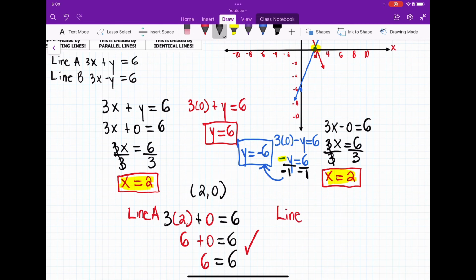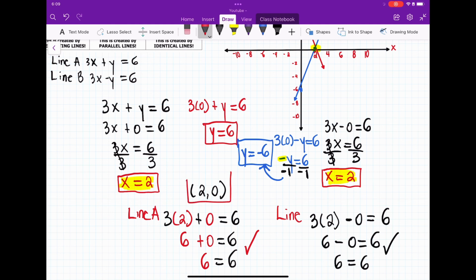Basically, when it's one solution, we're saying that when we plug this point into both equations, it's going to be a true statement, which we can see right now. So let's do that. 3 times 2 minus 0 is equal to 6. And guys, we're going to get the same exact answer. 6 minus 0 is equal to 6. We can simplify that to 6 is equal to 6. So the point 2, 0, or the ordered pair 2, 0, is a solution to the system of equations.